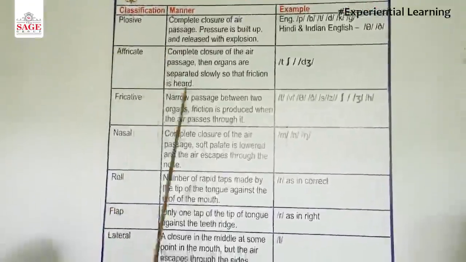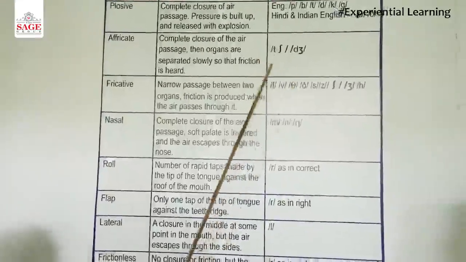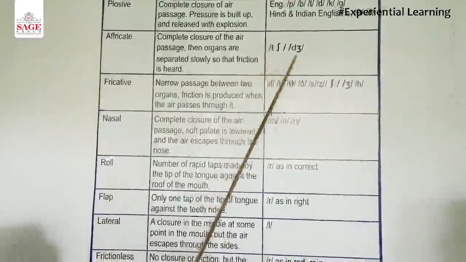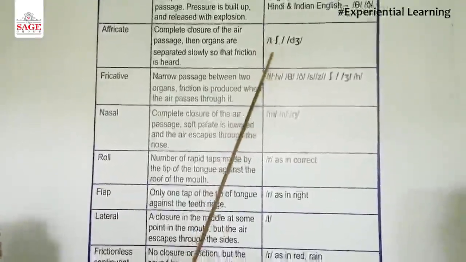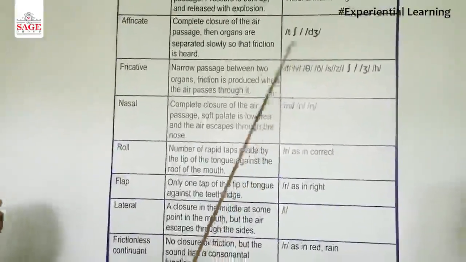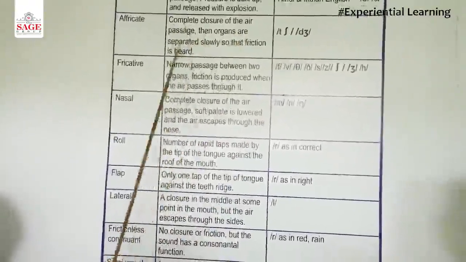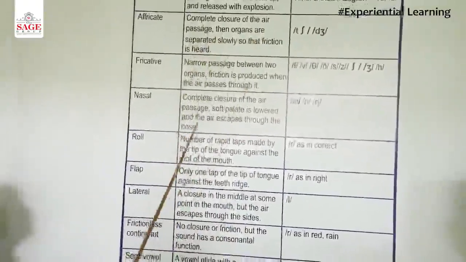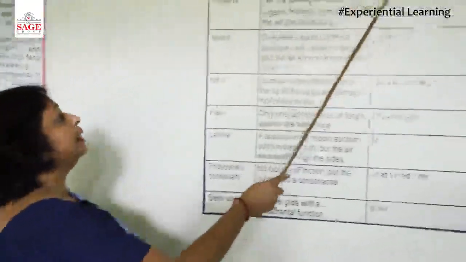Coming to the second part, that is called the affricate. These sounds are very new to you. These affricates are TF and DJ. The sound looks like TF, but it is the "jaw" sound, and this DJ sound is called the jaw sound. Complete closure of the air passage, then the organs are separated slowly so that friction is heard. Like jaw, the sounds are coming from the teeth and the lower palate touching each other.